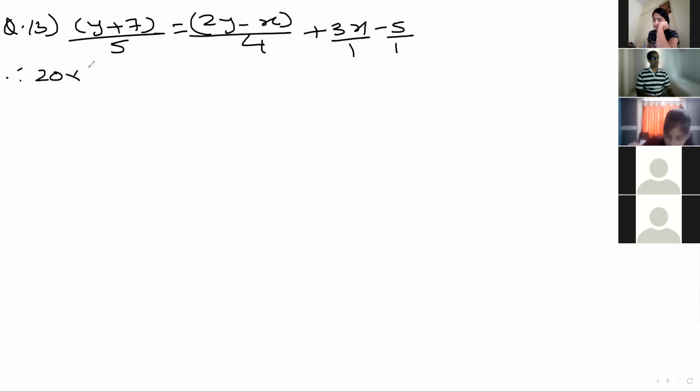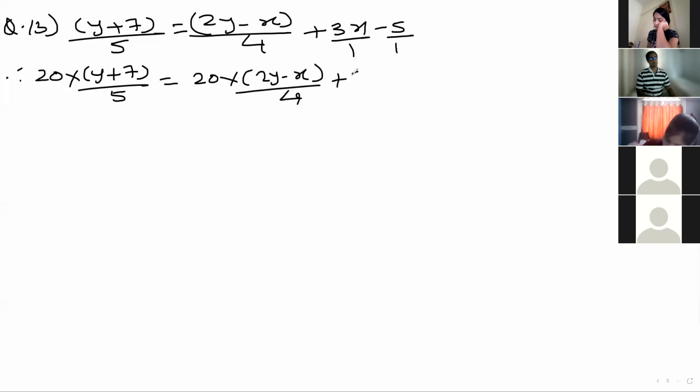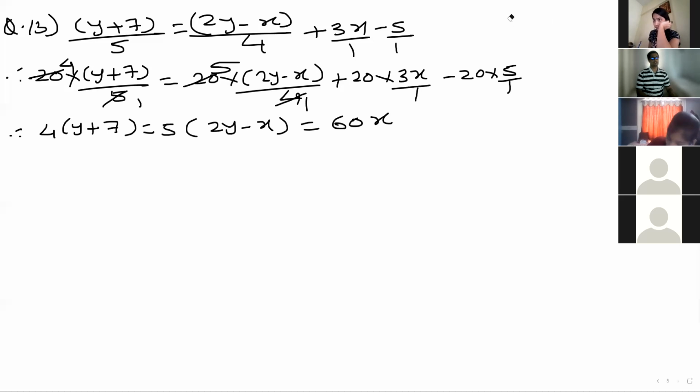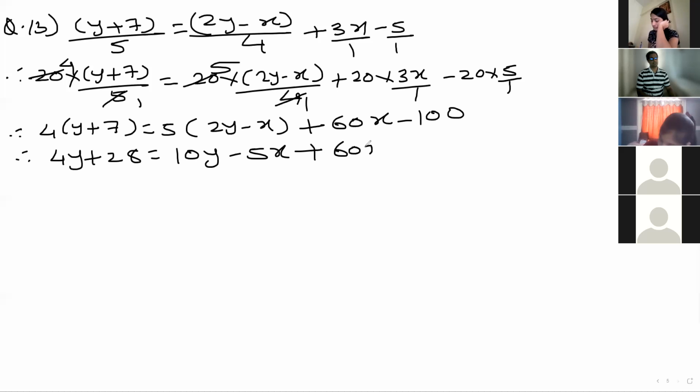So you get 20 into y plus 7 upon 5 is equal to 20 into 2y minus x upon 4 plus 20 into 3x upon 1 minus 20 into 5 upon 1. 5 ones are 5, 4 fives are 20. So you get 4 into bracket y plus 7 is equal to 5 into bracket 2y minus x plus 60x minus 100. Now open the brackets, you get 4y plus 28 is equal to 10y minus 5x plus 60x minus 100.